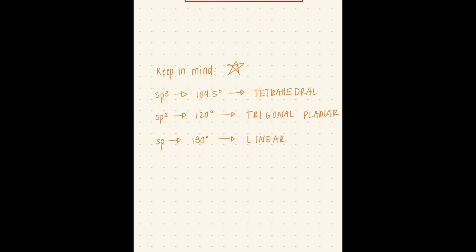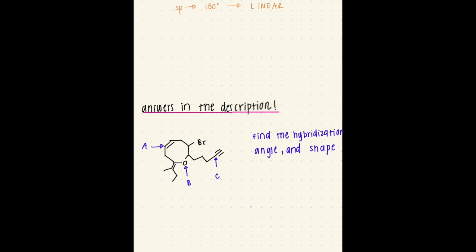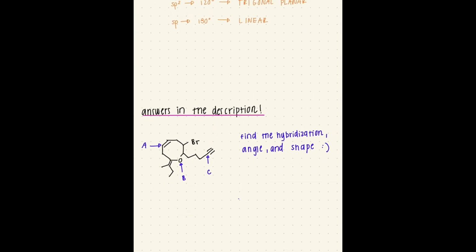And you guys might hate me, but I am asking that in this question that I want you guys to do by yourself. I will post the answers in the description. Remember, follow the trick. Make sure your bonds and your potential lone pairs are right. And go ahead and find the hybridization, the angle and the shape for A, B, and C.